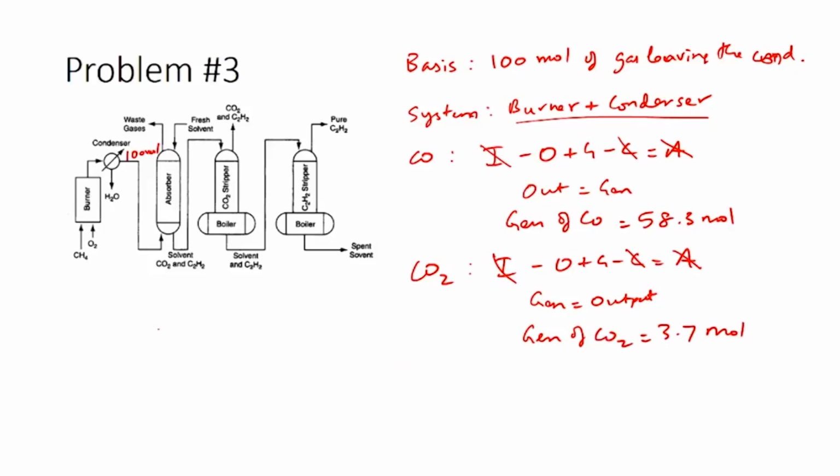Similarly, we can write an acetylene balance. C2H2 balance would again be input minus output plus generation minus consumption equals accumulation. Accumulation, consumption and input go to 0. So, it becomes generation equals output, and using the composition of gases leaving, we know 8.5 moles of acetylene is leaving, which means that is the number of moles of acetylene which is generated in the burner.